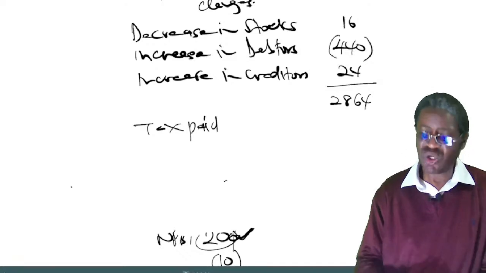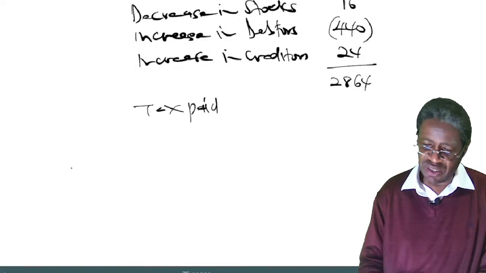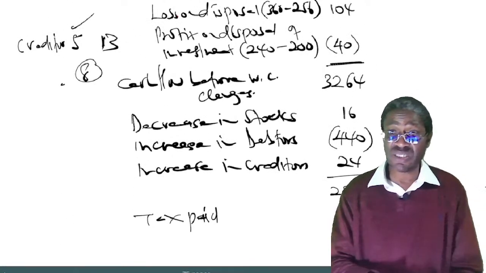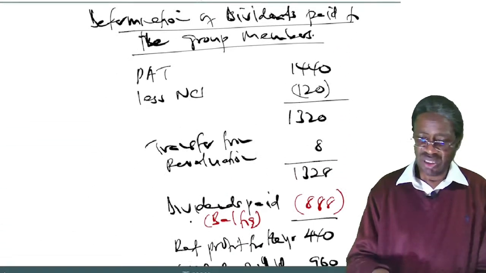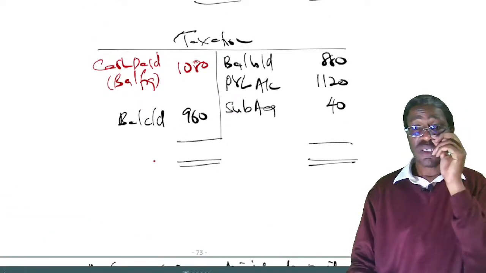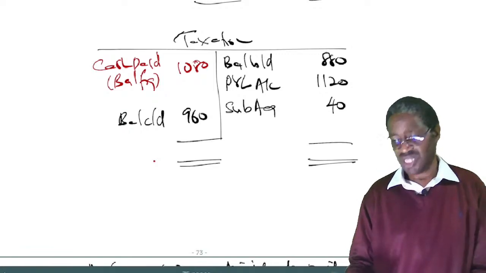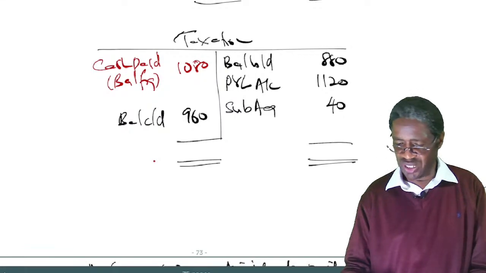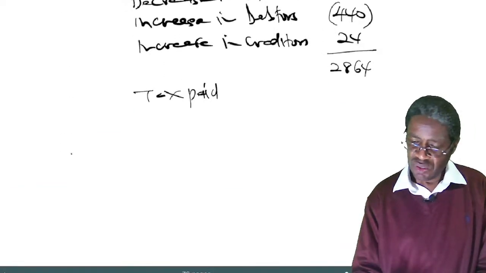Tax paid is something we computed. So we just go to where we computed the amount of the tax paid. So let's go to where we did the analysis of the account called taxation. It was among the last accounts to do the workings last time. And here it is. We can see that we paid taxes amounting to 1080. So bring it. Let's remove the tax of 1080.